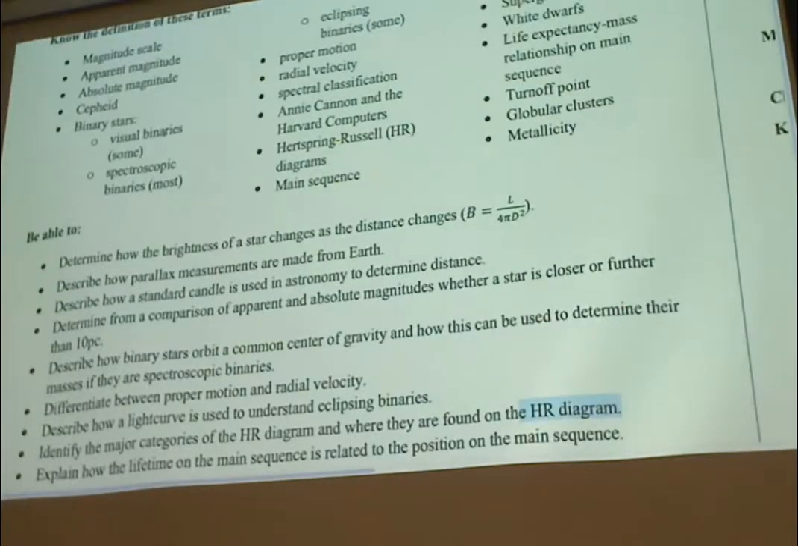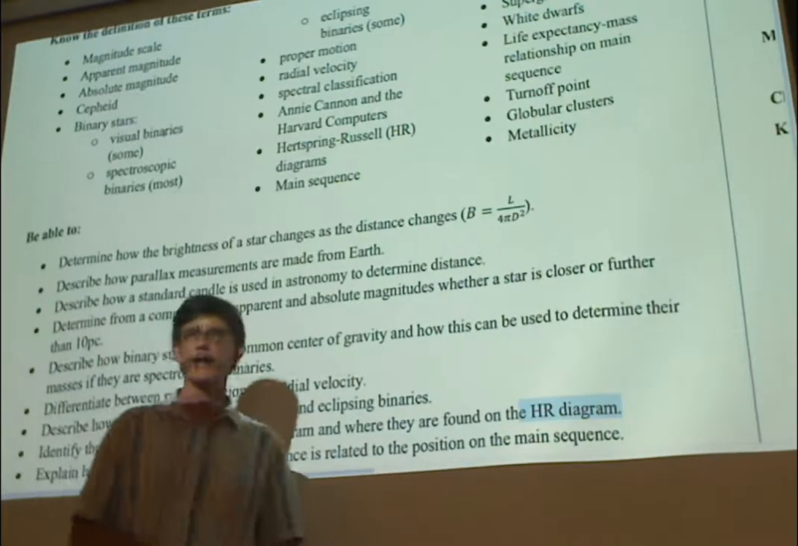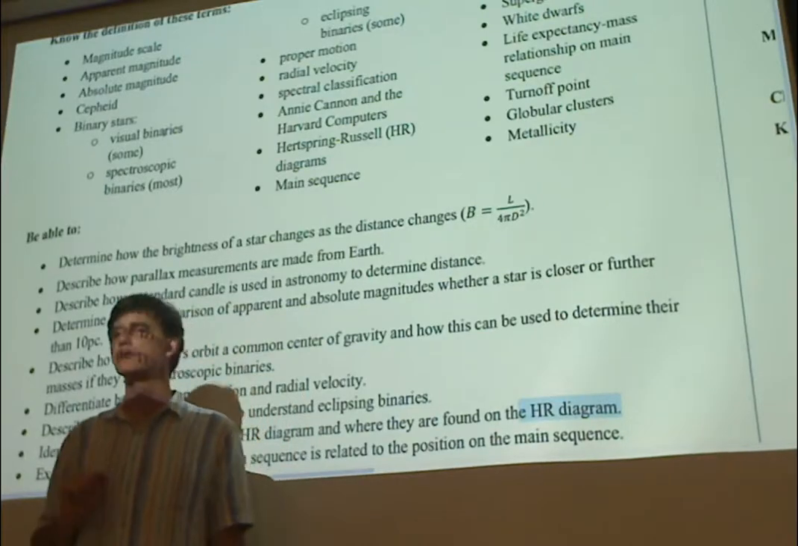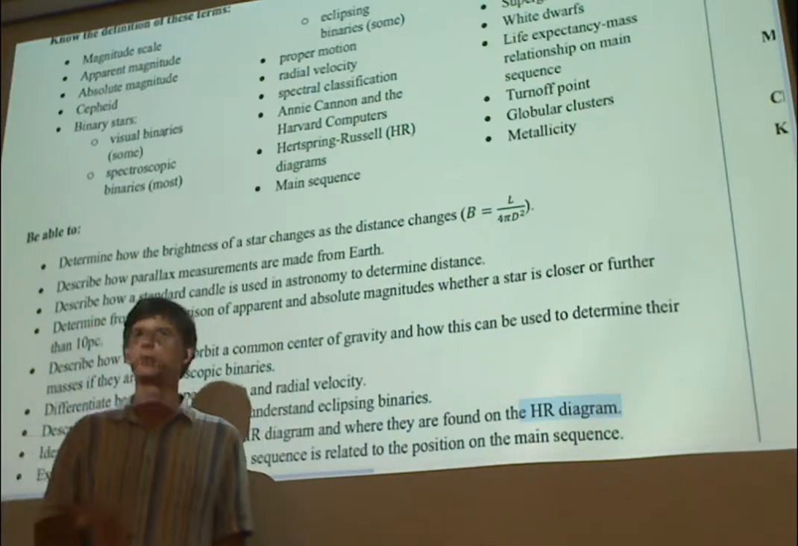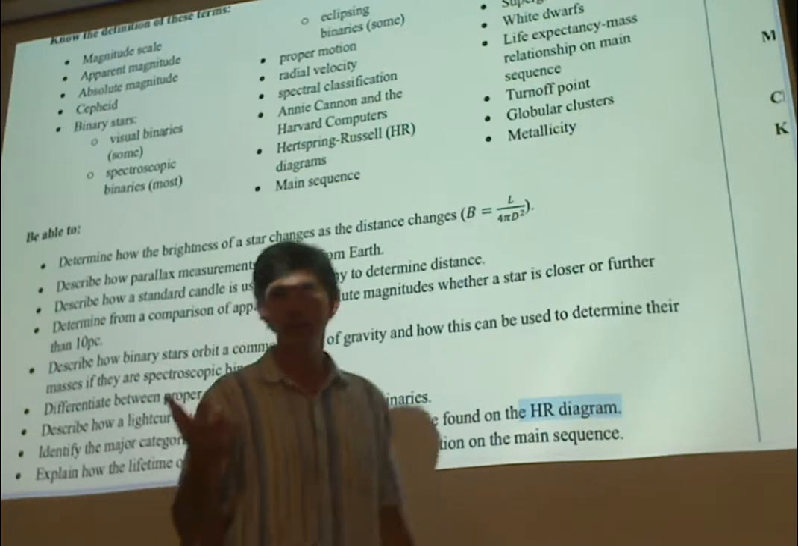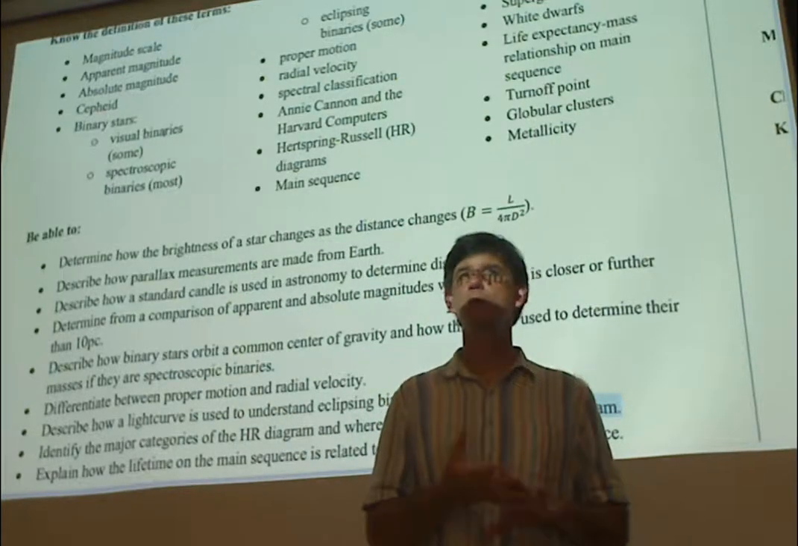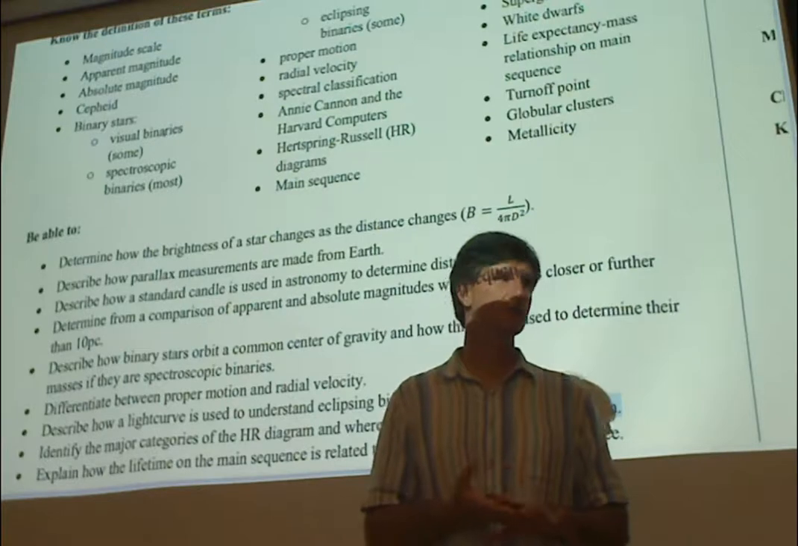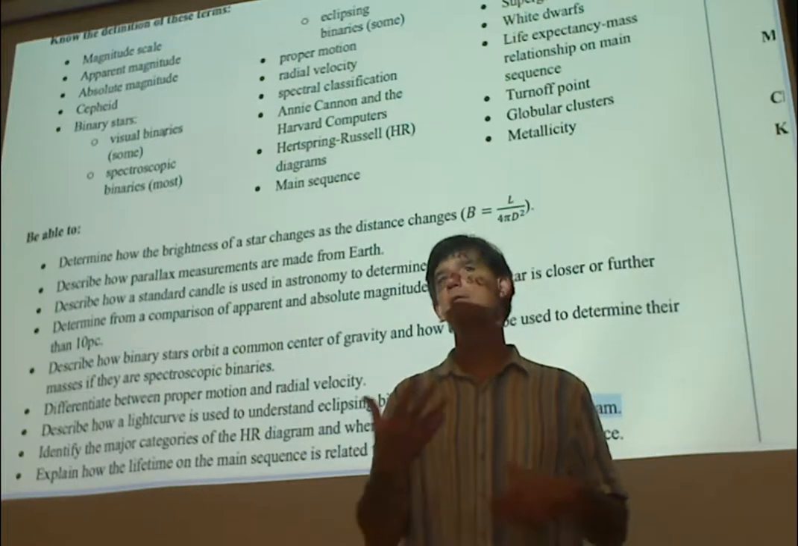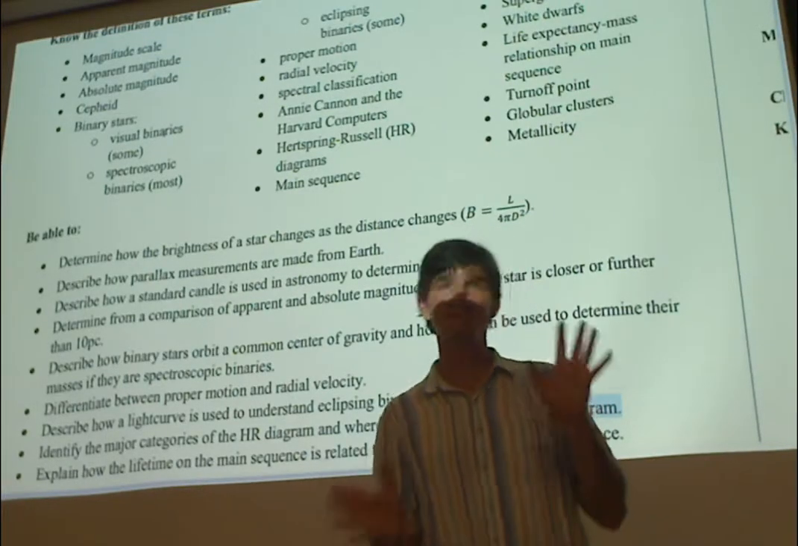Okay, white dwarf. Turn off point. What's a turn off point? Turn off point is the idea that an HR diagram may not be complete, or the main sequence may not be complete. So there's two kinds of HR diagrams that we might expect to see: the HR diagram of an old cluster or the HR diagram of a young cluster. And they're significantly different, right?